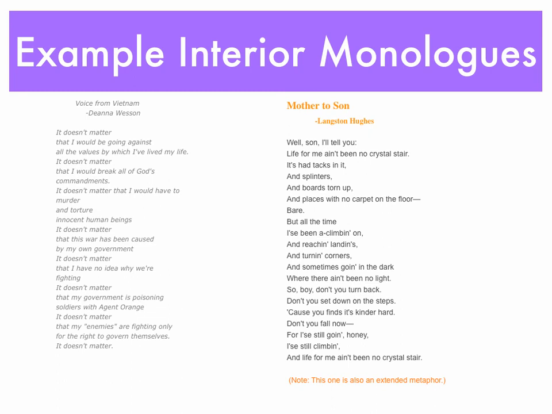Here are 2 example interior monologue poems. One is Voice from Vietnam. It's in the voice of a soldier involved in the Vietnam War. The other is Mother to Son, a very well-known poem by Langston Hughes. This is a mother talking to her son, as it says. Notice, too, this poem is also, in addition to being an interior monologue, an extended metaphor poem. It compares life to a stairway throughout the entire thing.